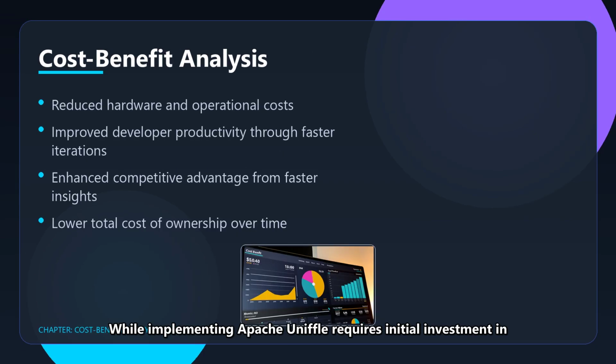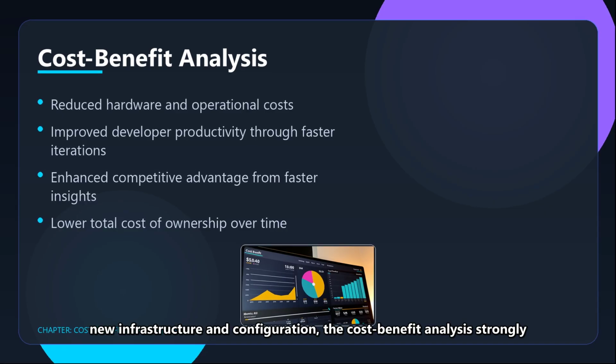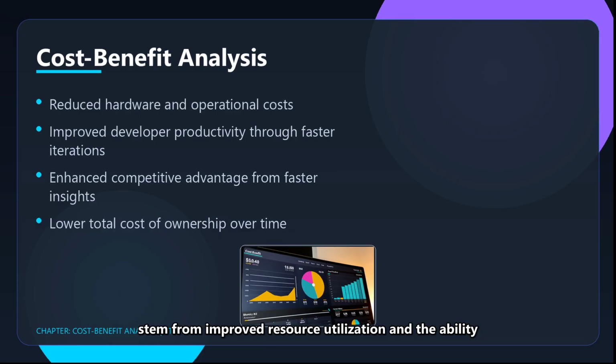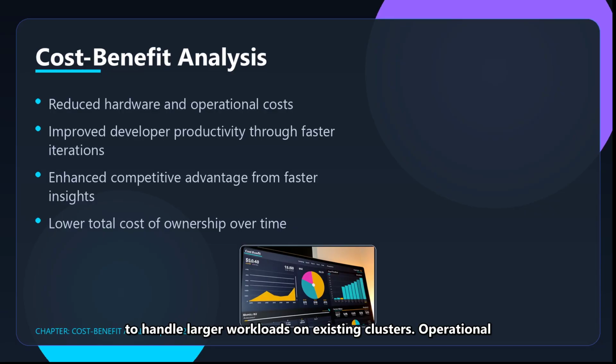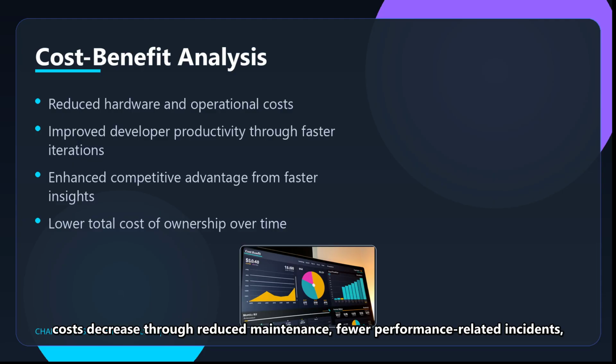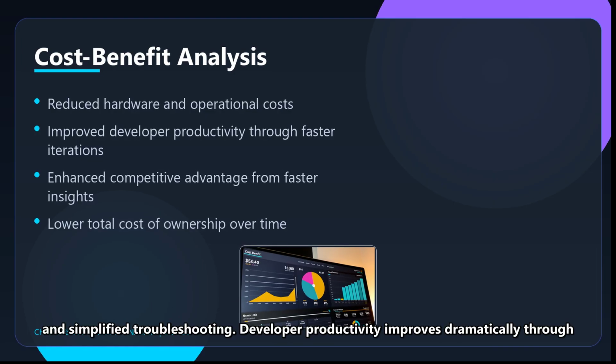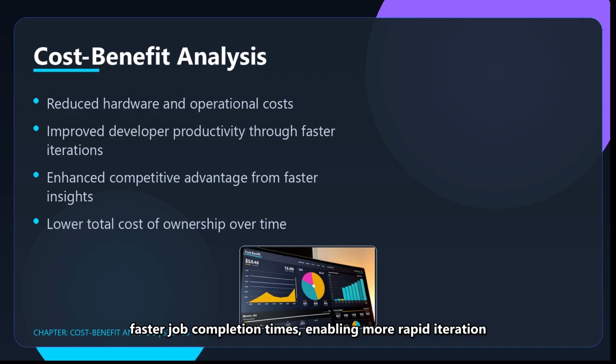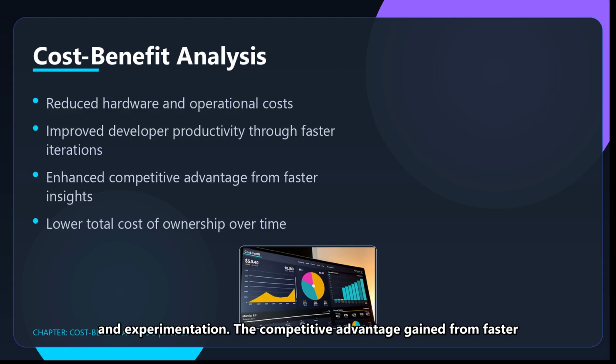While implementing Apache Uniffle requires initial investment in new infrastructure and configuration, the cost-benefit analysis strongly favors adoption for most organizations. Reduced hardware requirements stem from improved resource utilization and the ability to handle larger workloads on existing clusters. Operational costs decrease through reduced maintenance, fewer performance-related incidents, and simplified troubleshooting. Developer productivity improves dramatically through faster job completion times, enabling more rapid iteration and experimentation.